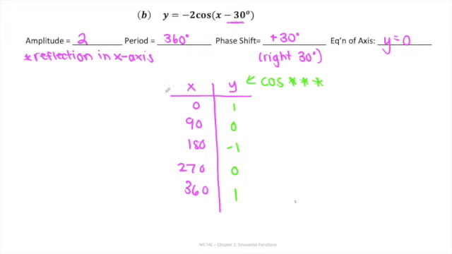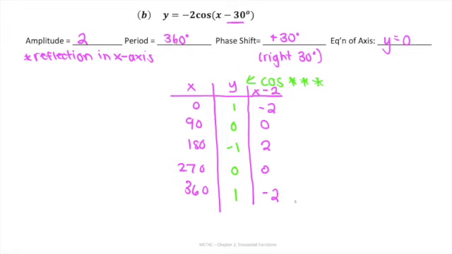Okay, so again, amplitude affects our y's because it's going to stretch us vertically up or down. And then you can, at the same time, do the reflection. So we can just multiply everything by -2. That's fine. You can combine them, okay? So you're going to do 1 times -2, 0 times -2, -1 times -2 is +2, 0, -2.